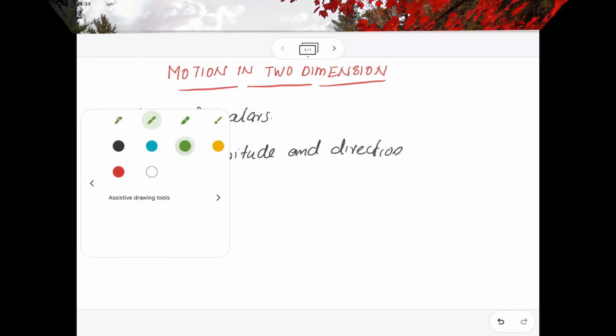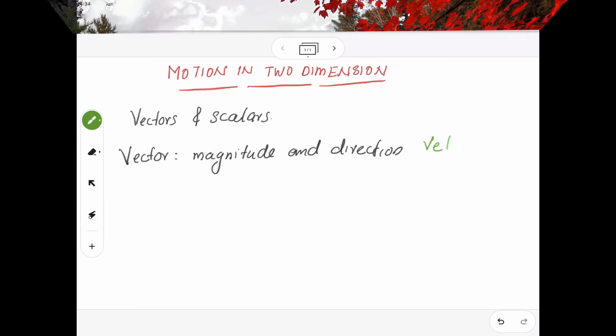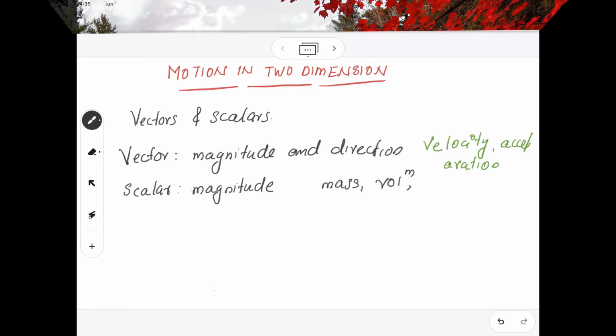Examples are velocity, acceleration, momentum, etc. Now what about scalars? Scalars are quantities having only magnitude. So a scalar is a quantity having only magnitude. It does not have a direction. For example, mass, volume, time, etc. are examples of scalar quantities.